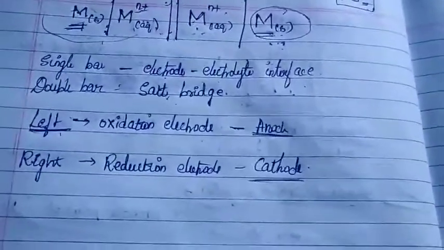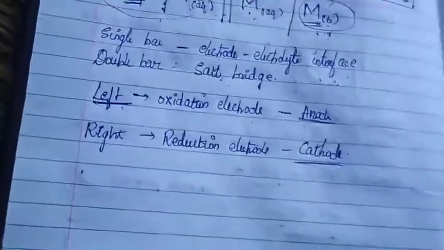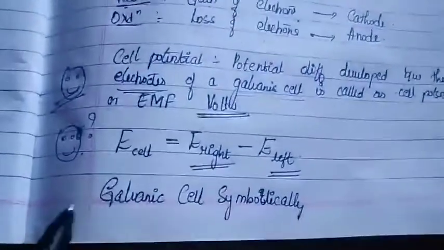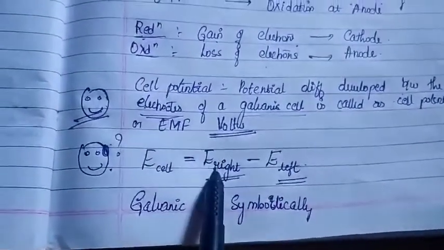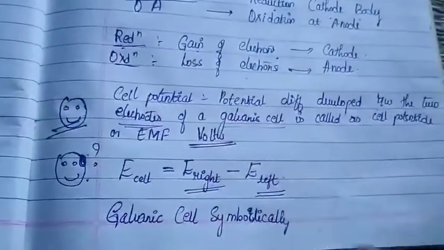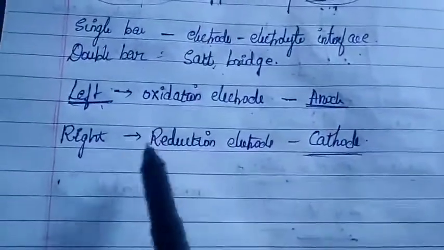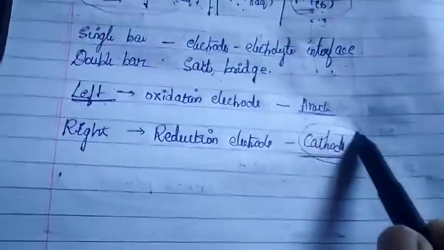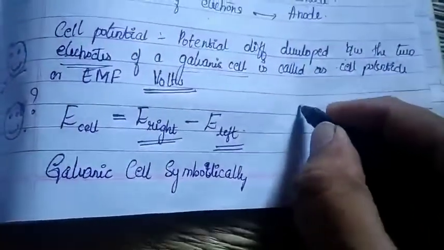Is that clear? Okay. Now let us go with my formula. E cell equals E right minus E left. Now do you understand why right and why left? What does right mean? You have to measure the standard electrode potential of the cathode. So we require over here, this could also be written as what? Of course this is not followed.